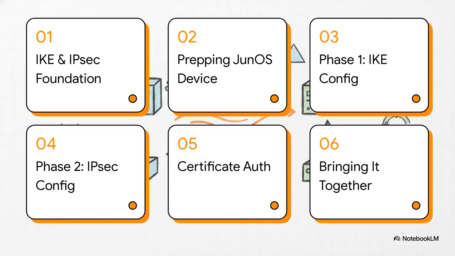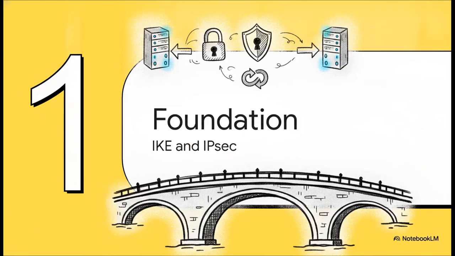To get there, here's our game plan. We'll start with the IKE and IPsec foundation, then move into prepping your JunOS device. After that, we hit Phase 1 IKE configuration, Phase 2 IPsec configuration, dive into certificate-based authentication, and finally, we'll bring the whole shebang together. All right, let's kick things off with Section 1, the IKE and IPsec foundation.